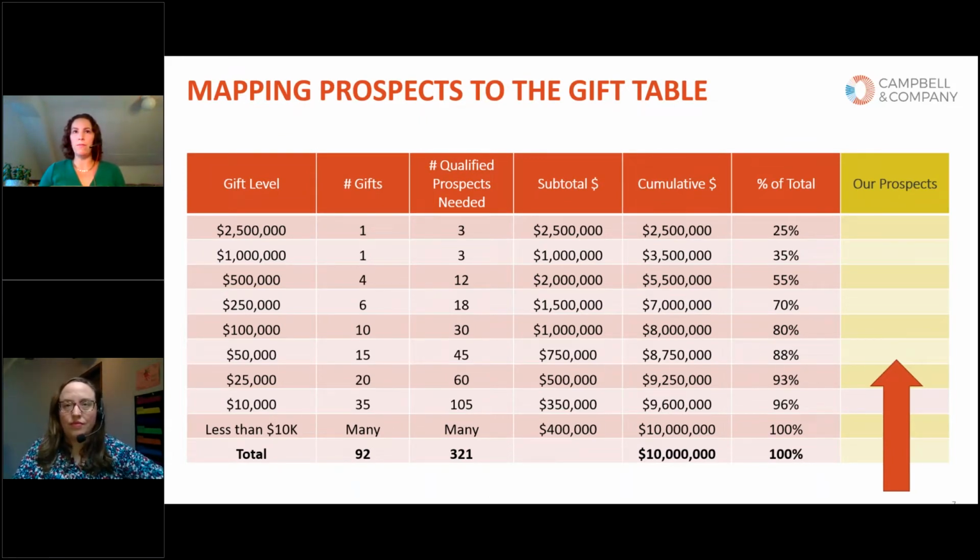So once you've built out the gift table for your initiative, your campaign, or your annual program, you want to then work to map your prospects to the table. And to do that, what you need to know is what is your prospect capable of doing? What's their capacity? Are they ready to do that now or soon with more cultivation? And you might have an anecdotal sense of that, but a lot of organizations really only know a fraction of the donors in their database.